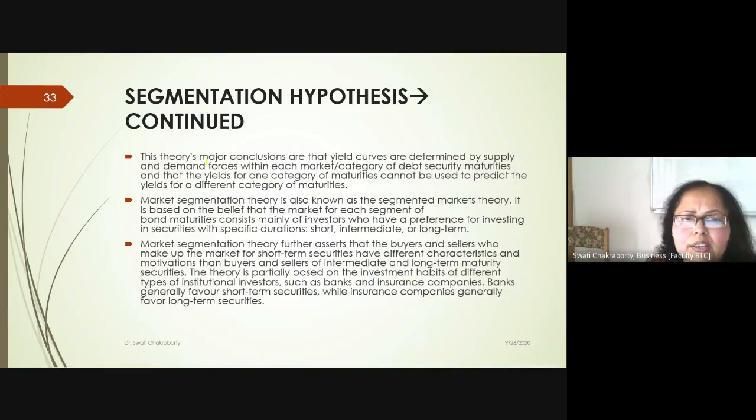So this theory's major conclusion is that yield curves are determined by the supply and demand forces within each market or category of debt security maturities. Short term will be determined by the supply and demand for the short term market, and long term by the long term market. The yields for one category of maturities cannot be used to predict the yields for a different category of maturities. You cannot do that. Market segmentation theory is also called segmented market theory.